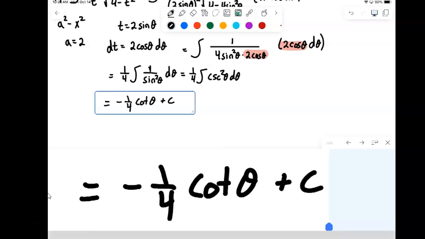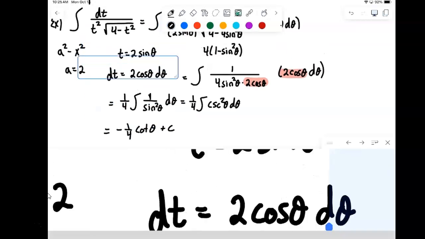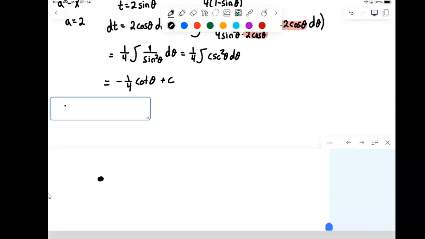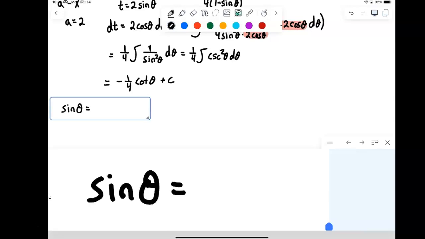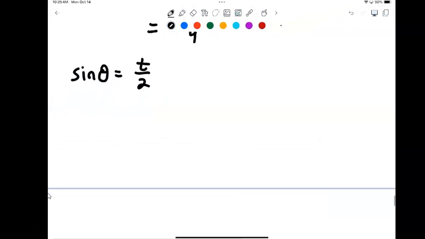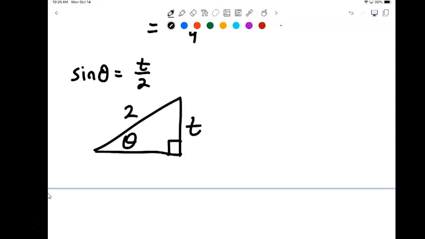And so what do we know? We know that t is equal to 2 sine theta. So that means, of course, that sine theta is t over 2. So we can go to the picture now, drawing this triangle where sine theta is t over 2. Remember, sine is opposite over hypotenuse. So we use the Pythagorean theorem to find the third side, which would be the square root of 2 squared minus t squared.